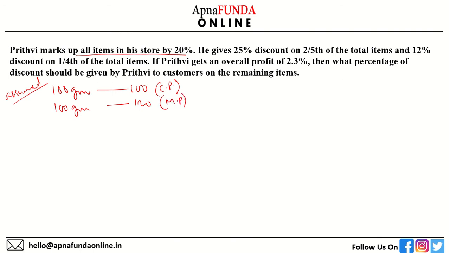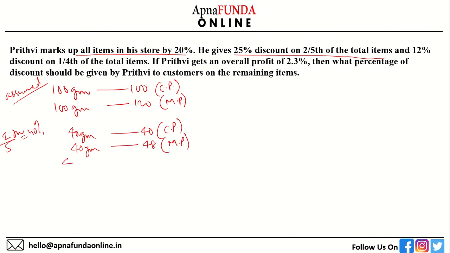Correct. Now let's go step by step. He gives 25% discount on 2/5 of the total items. 2/5 is actually 40%. So 40 gram, 40 is the cost price. 40 gram, 20% markup, so 48 is the mark price.